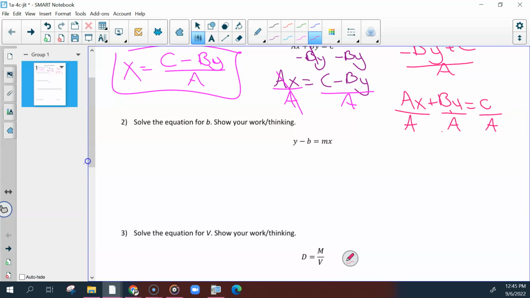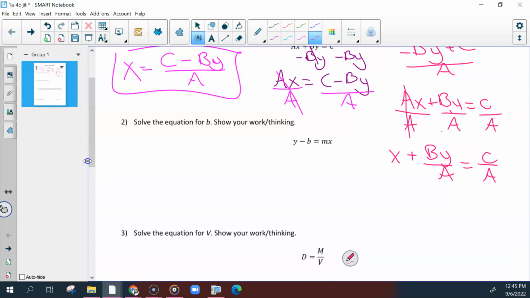So if we were dividing by a, this would cancel. We have x. You would need to do this separately. You couldn't divide everything by a at the same time. But then cy over a equals c over a. And then what would you do from here? Minus by divided by a on both sides.